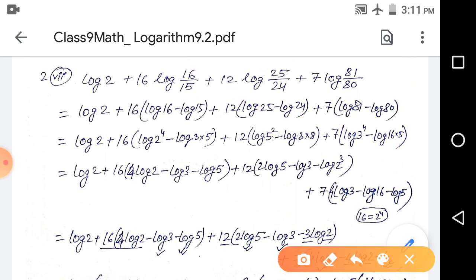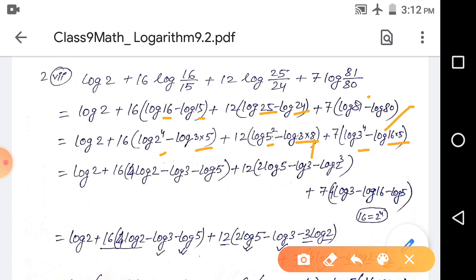Okay, now see, we have to factorize all. Here we can write 2 to the power 4 for this 16. Okay, for this 15 we can write 3 into 5. Okay, for this 25 we can write 5 square. For this 24 we can write 3 into 8. Okay, then later for this 8 we can write 2 cube. Now here we have 81, that means 3 to the power 4, and this is 80, which is 16 into 5. So this 16 we can write as 2 to the power 4.